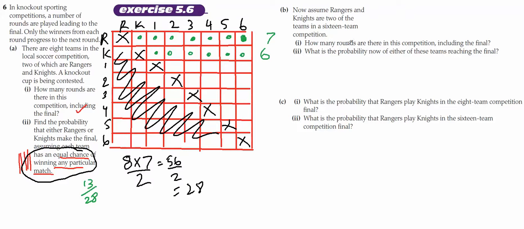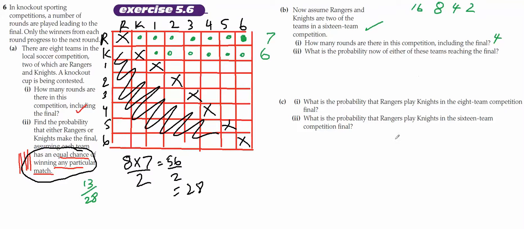Okay. In part B, drop out whenever you think you've got an idea of what's happening here. We now assume the Rangers and the Knights are 2 teams in a 16-team competition. How many rounds would there be, including the final? Well, an 8-team competition needed 3. If we started with 16 teams, after round one we'd be left with 8, then 4, then 2. So it's going to take 4 rounds.